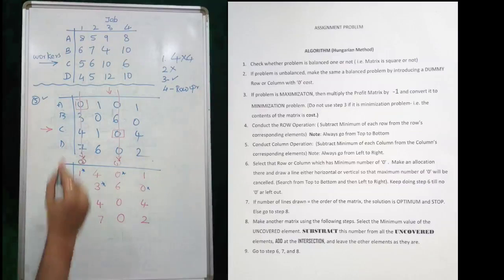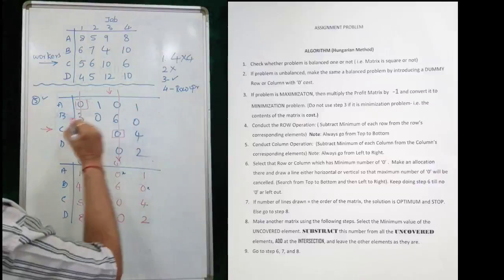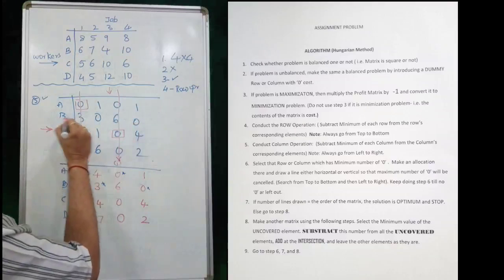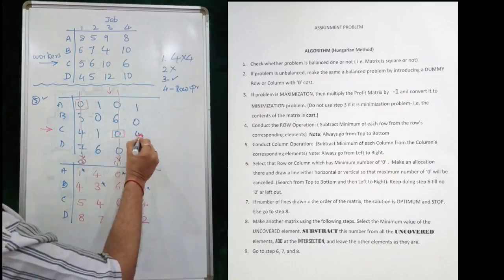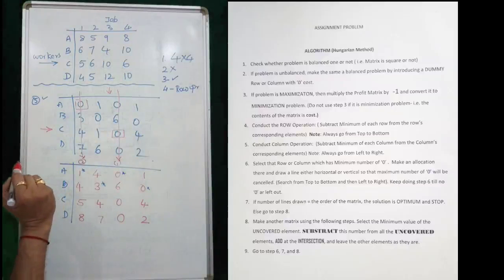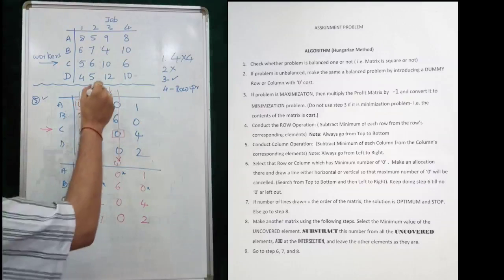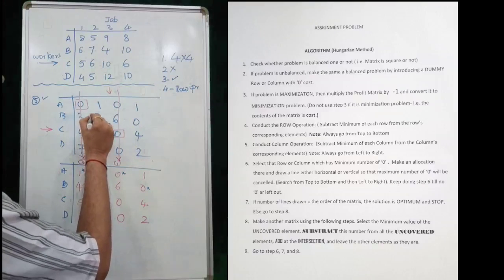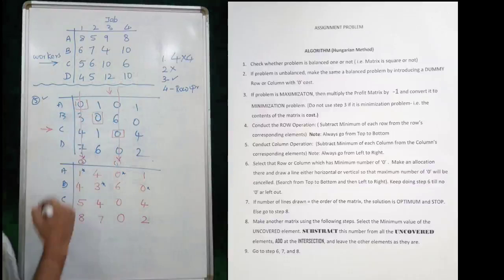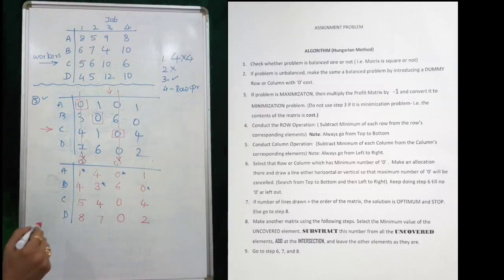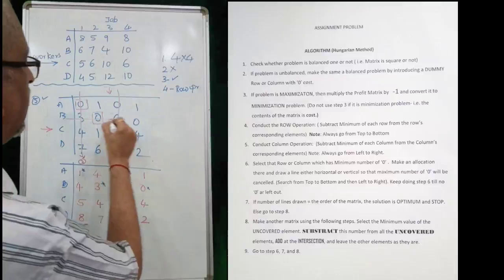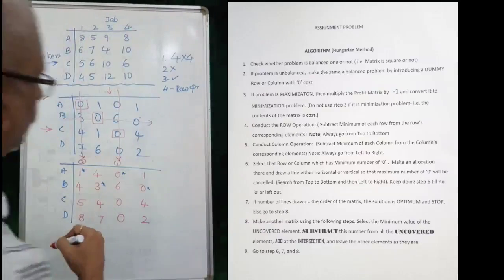Again go to the rows. Row 1, no zeros. Row 2, B row has 2 zeros. C row has no zeros, D row has no zeros. So I'll come to the columns. Column 1 is gone. In column 2 I have got 1 zero. I come across it first. Allocate here. Draw a line to cancel the maximum number of zeros. So I'm going to draw a line here because I'm going to cancel this zero.